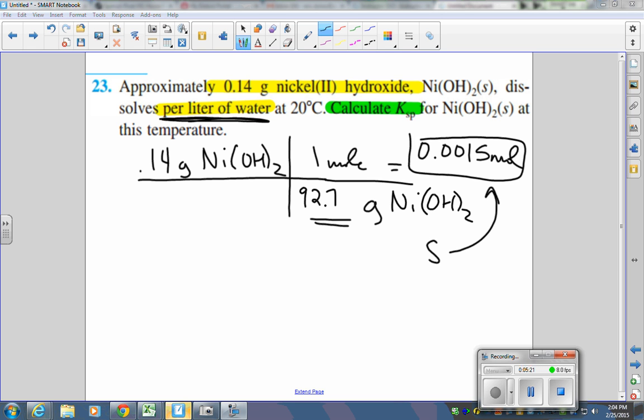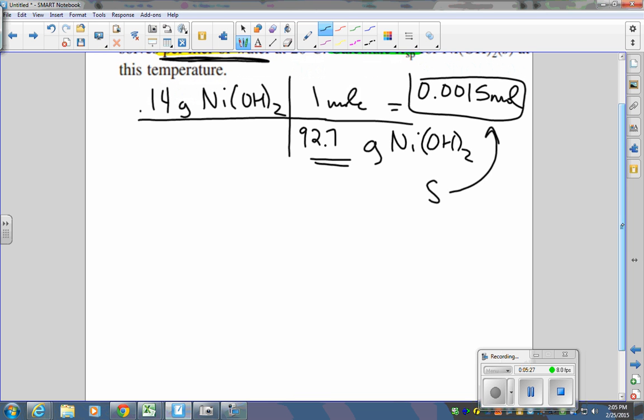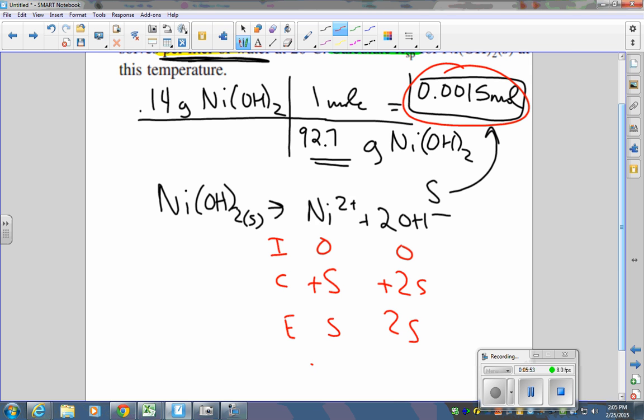That's S. The next thing I have to do is write out the expression. So I'm going to take nickel hydroxide, Ni(OH)2. That's going to be a solid. It's going to break up into Ni2 plus and 2OH minus. So when I go to do my mini ice table, it's going to be 0, 0, plus S, plus 2S. And then at the bottom of my ice table, I'm going to have S and 2S. Now this is my S value, which means this is going to be 0.0015. This is going to be 0.0030 because I have to double it. The ratio on the E line is critical that you get to solve the problem correctly.